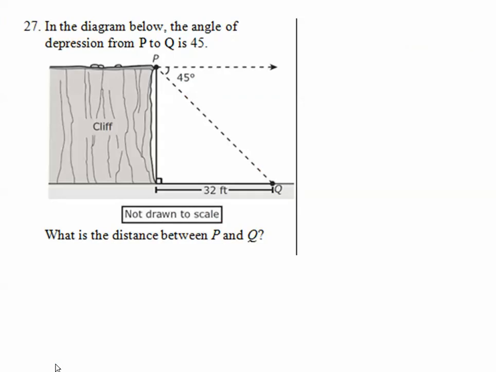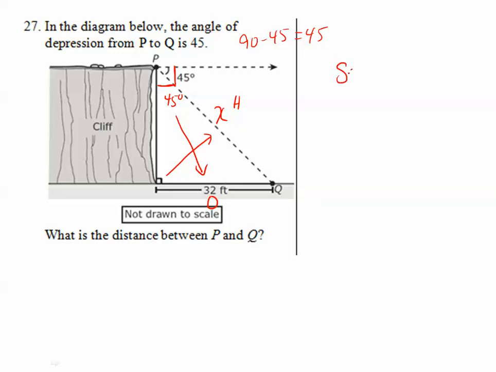27, in the diagram below, the angle of depression from P to Q is 45 degrees. That's right here. What is the distance between P and Q? So I'm looking for this distance. Well, I know this is a right angle. So if this part is 45, then 90 minus 45 will give me this angle, which is 45 also. So now I have a right triangle. This is my hypotenuse. This is my opposite.